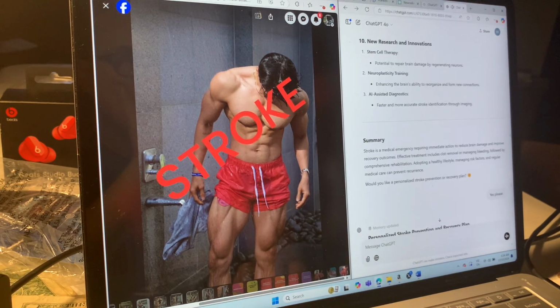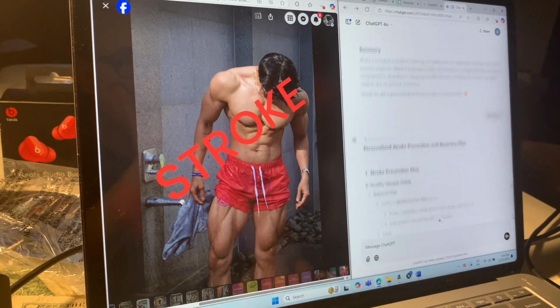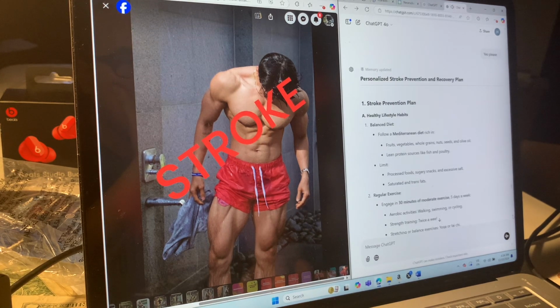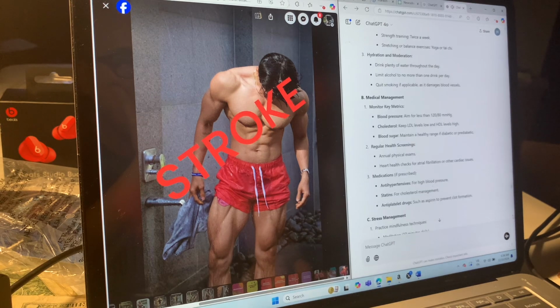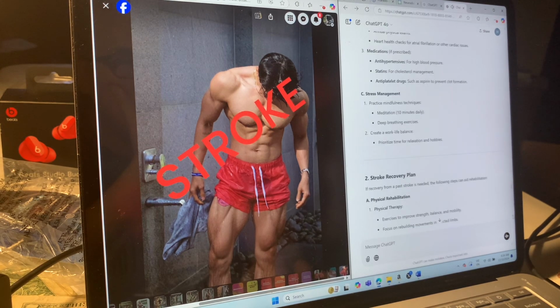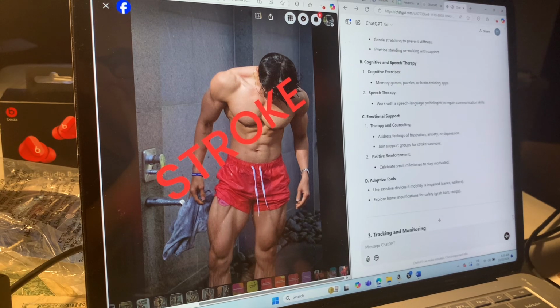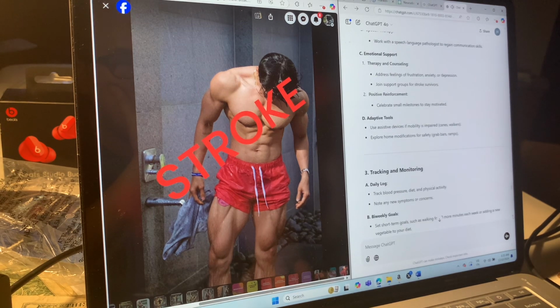B. Medication. 1. Antiplatelet drugs. Aspirin or clopidogrel to prevent clot formation. 2. Blood pressure control, ACE inhibitors, beta blockers, or diuretics for hypertension. 3. Cholesterol management, statins to lower LDL cholesterol levels. 4. Diabetes management, maintain blood sugar levels through diet, exercise, and medication.